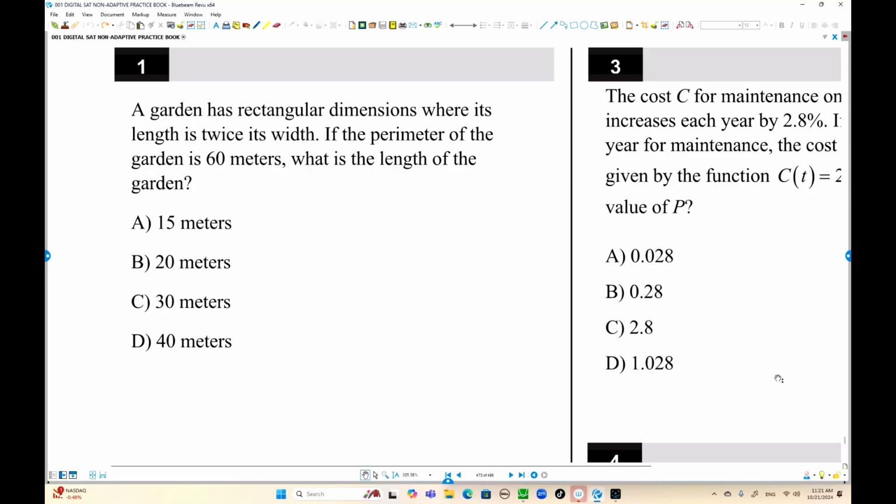This is test 15 module 2. Okay, so we're gonna do odd numbered questions.